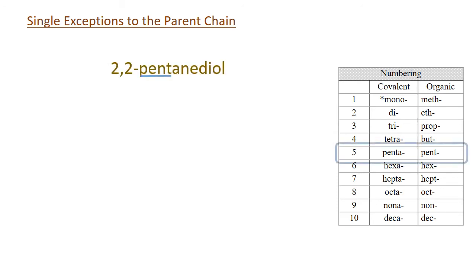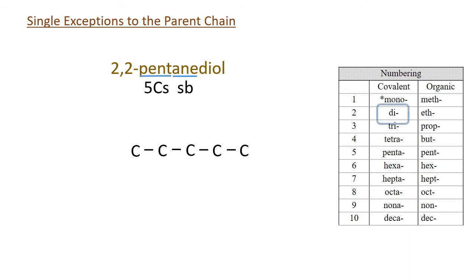2,2-pentanediol. Again, pent means 5, so I have 5 carbons. So 1, 2, 3, 4, 5 carbons. Ane means singly bonded, di means 2, and OL means alcohols. So 5 carbons singly bonded with 2 alcohol groups. The OHs are going to go on the second and second carbon.